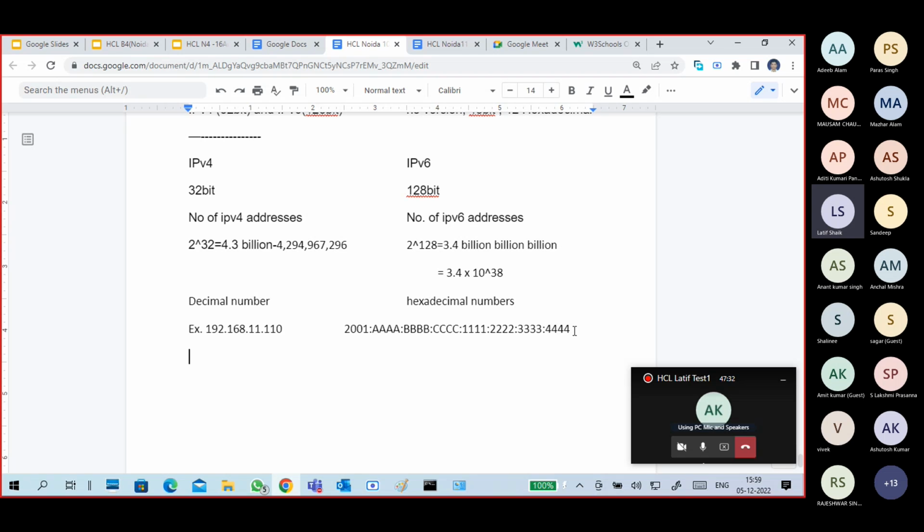Next, we'll come back to IPv4. If you see, IPv4 has four parts. Each part is separated by a dot. So IPv4 is divided into four parts, separated by dots.